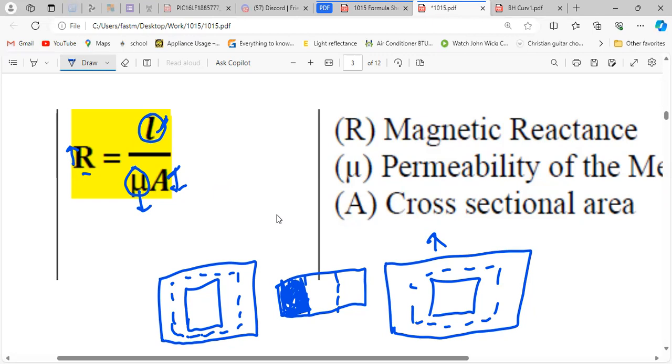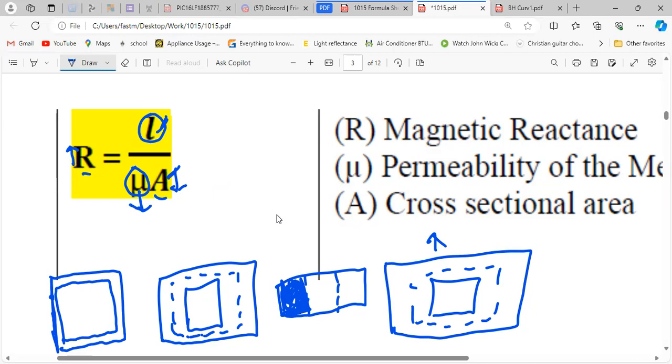If the area were to decrease, so for example, if I were to draw this material like this, you notice the cross-sectional area has decreased. So if the cross-sectional area decreases, the reluctance will increase.